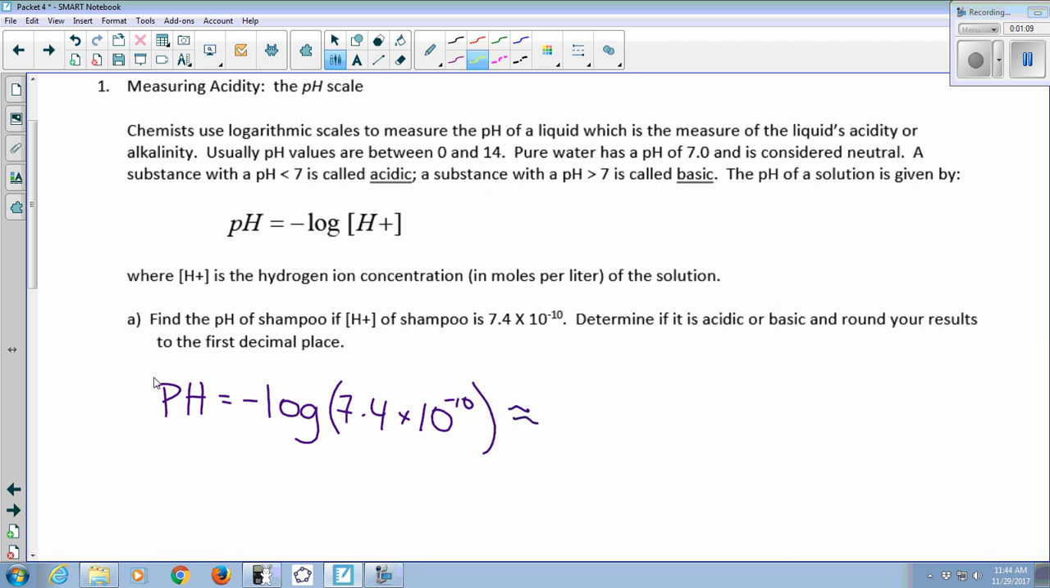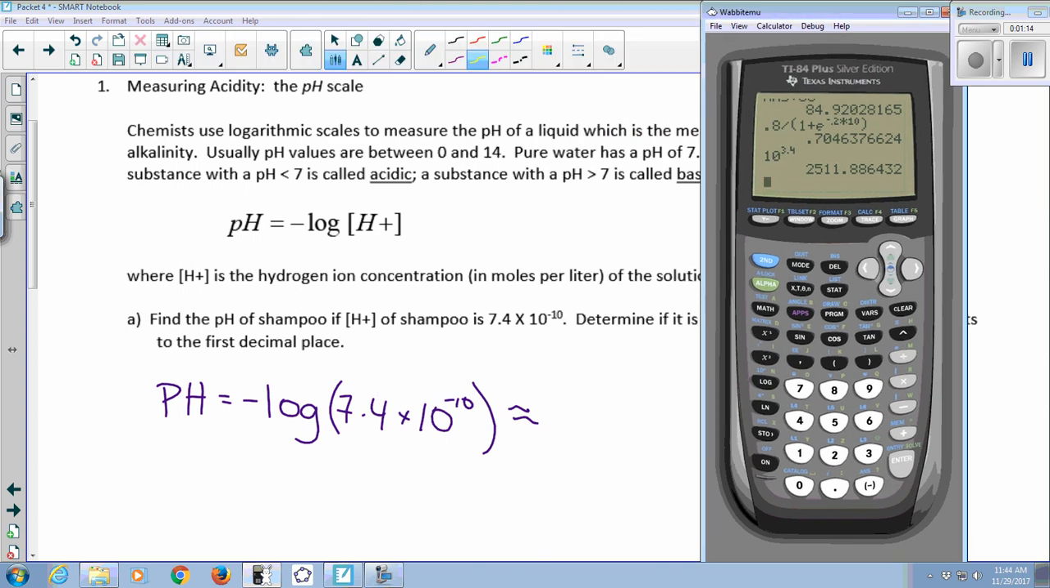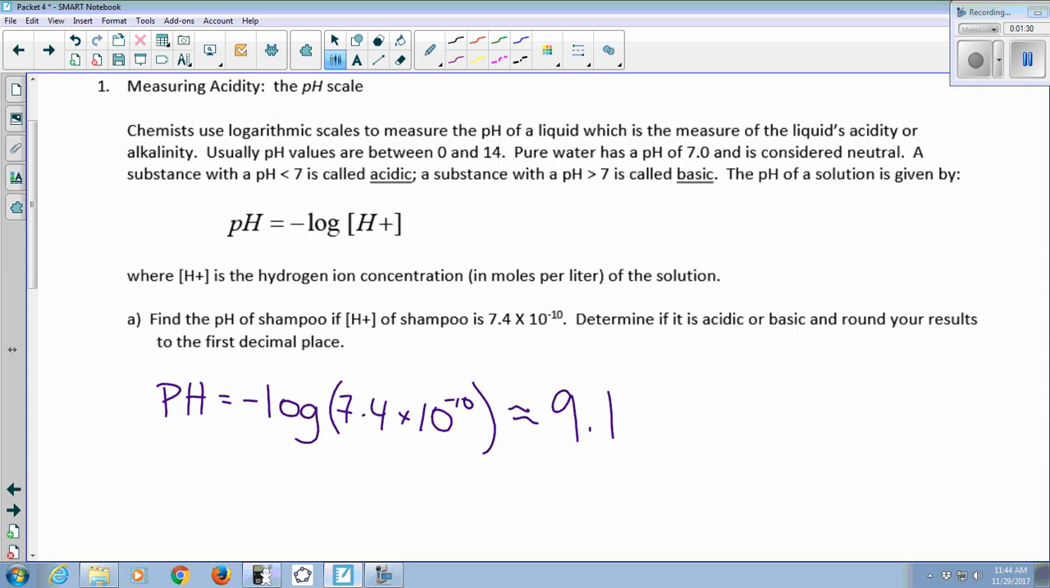And we'll just pop that into a calculator. Negative log of 7.4 times 10 to the negative 10. Close the parentheses, and we get 9.1 if we round to the nearest decimal. So that would be basic. Greater than 7, it's a base.